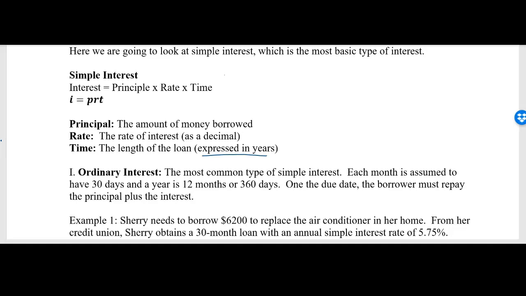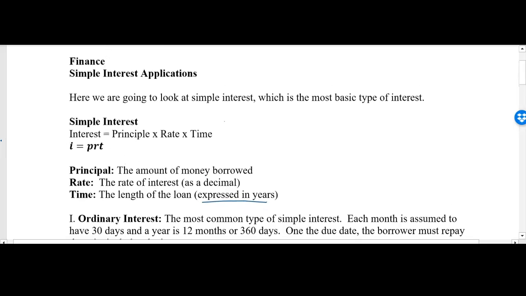And in all the examples today, I'm going to show you when it's not a year. So when we're using the formula, and this is your formula right here, I equals PRT, if you're given time in terms of years, so let's say the loan was for 2 years, you would just plug in 2 for time. If it was 5 years, you plug in 5 for time. What if it's not in terms of years, but maybe months? Well, we're going to do some examples today where you can see how we would put that in.